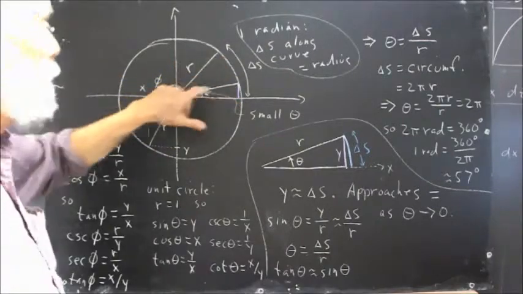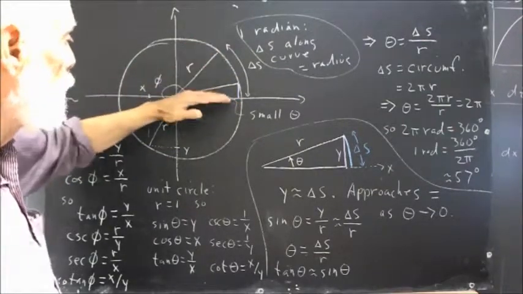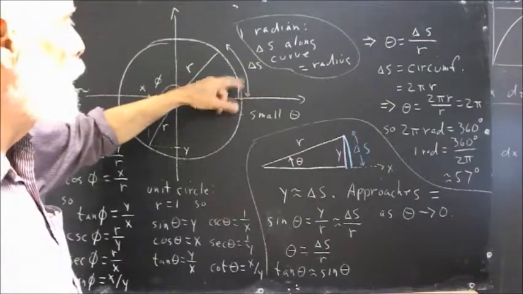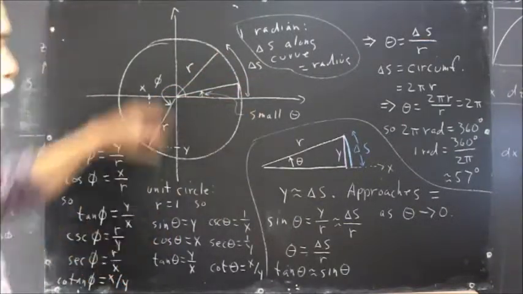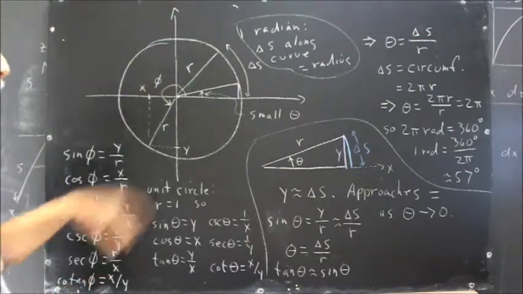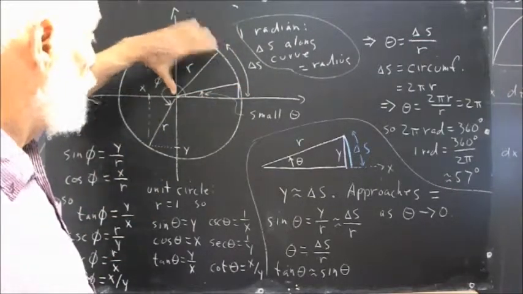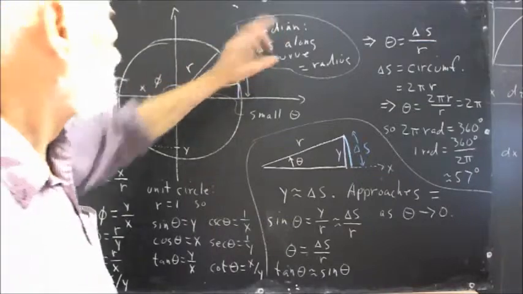We've got an angle here, from here out to here, such that the arc length swept out by that angle is delta s. And of course, again, the radius of the circle is r. When this arc length is equal to r, then you have a 1 radian angle.